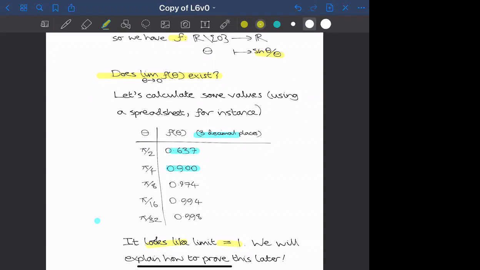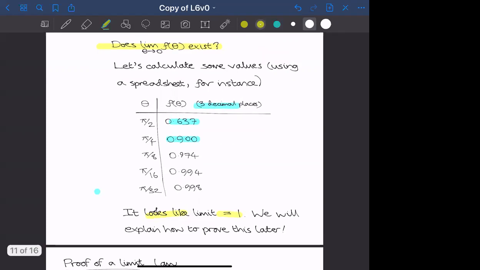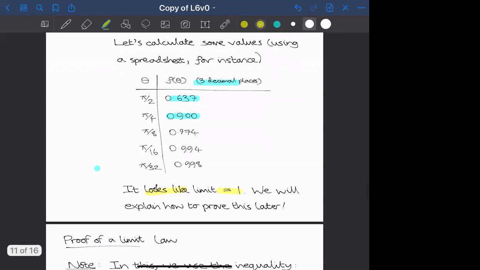But how would you prove this? So it doesn't follow from the limit laws, because the limit of theta as theta goes to 0 is 0. You can't divide by 0. But we'll see how you can calculate that limit. And so when you draw the graph, you see the limit is 1. Okay. But we'll come back to that.